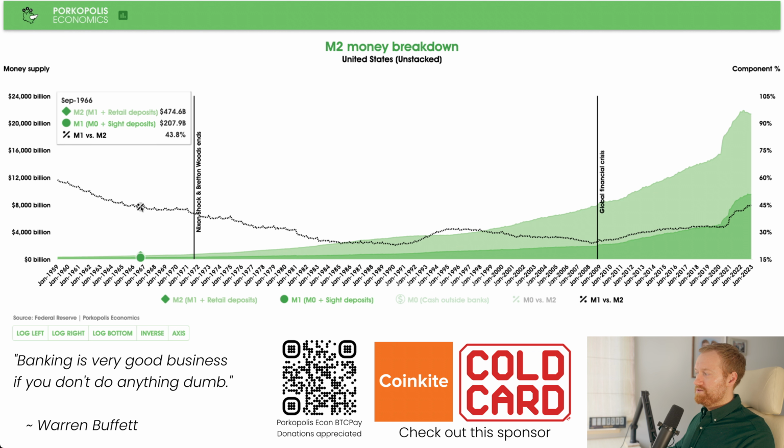Remember, we're now looking at M1, which does still include that physical cash, but it also includes sight deposits or demand deposits. Versus M2, total M2, which again includes M1, but it also includes this other retail type deposit figure. So what's the percentage of M1 versus M2? Well, it started out in 1959 at 59%, 58.7%.